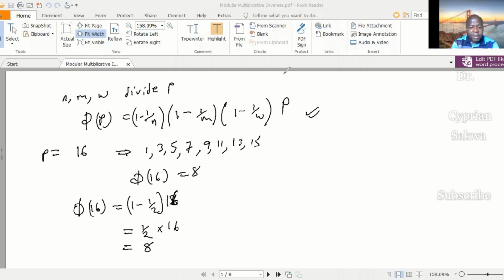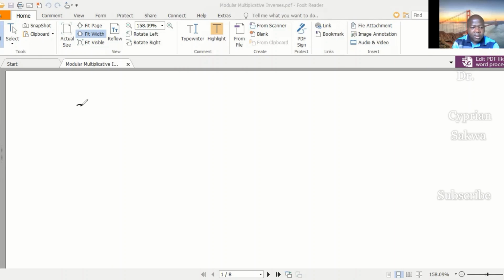Now, what is very important is that we've already shown the statement of the Euler theorem, which says that a raised to phi of P is congruent to 1 mod P. For us to find the inverse, we multiply this equation by the inverse of A.